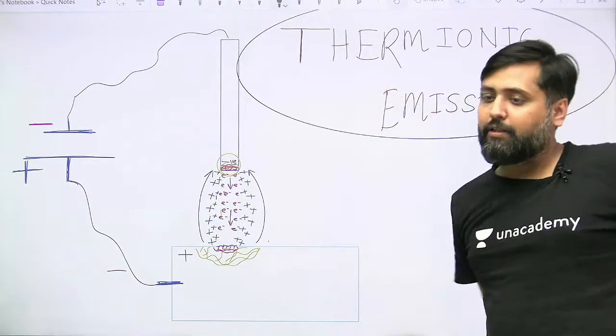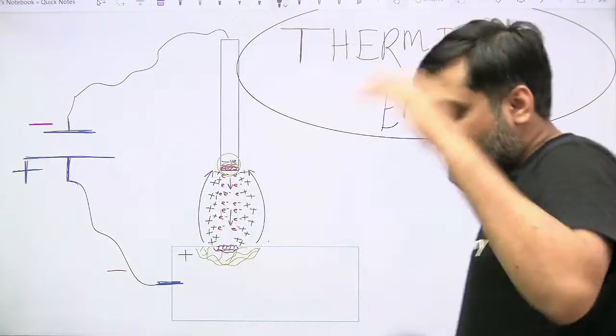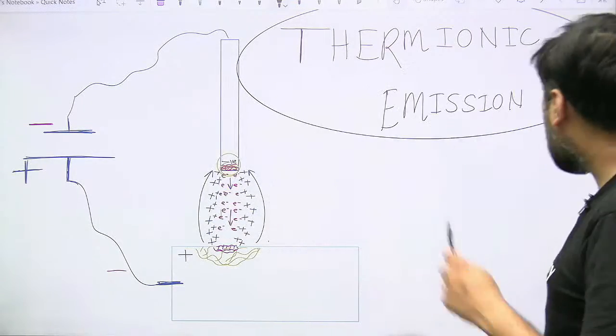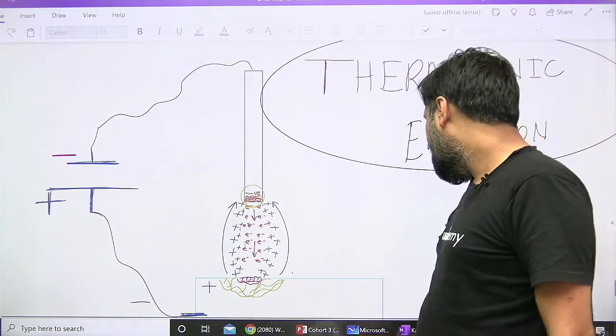कोई पूछे आर्क वेल्डिंग में आर्क कैसे पैदा होता है, आर्क कैसे बनता है, your answer is going to be, sir, it occurs due to thermionic emission.